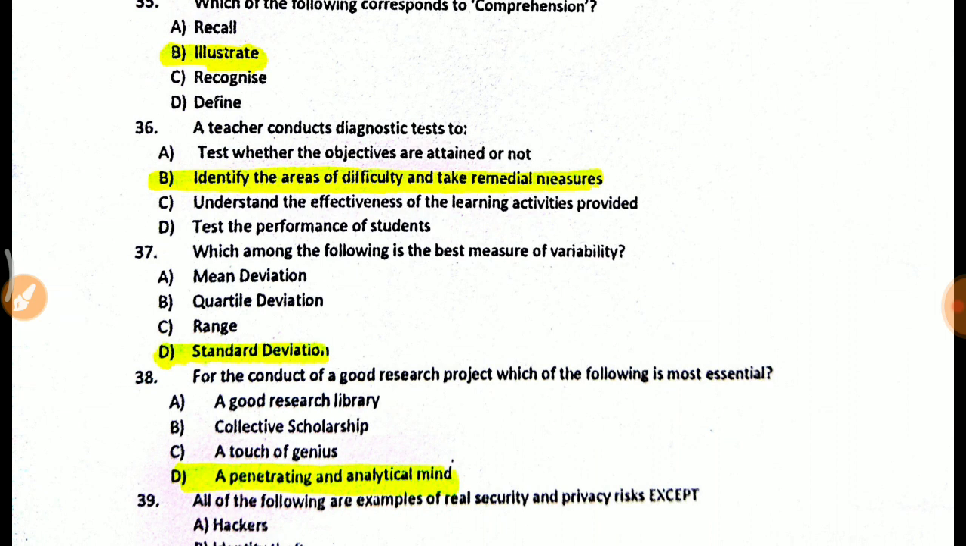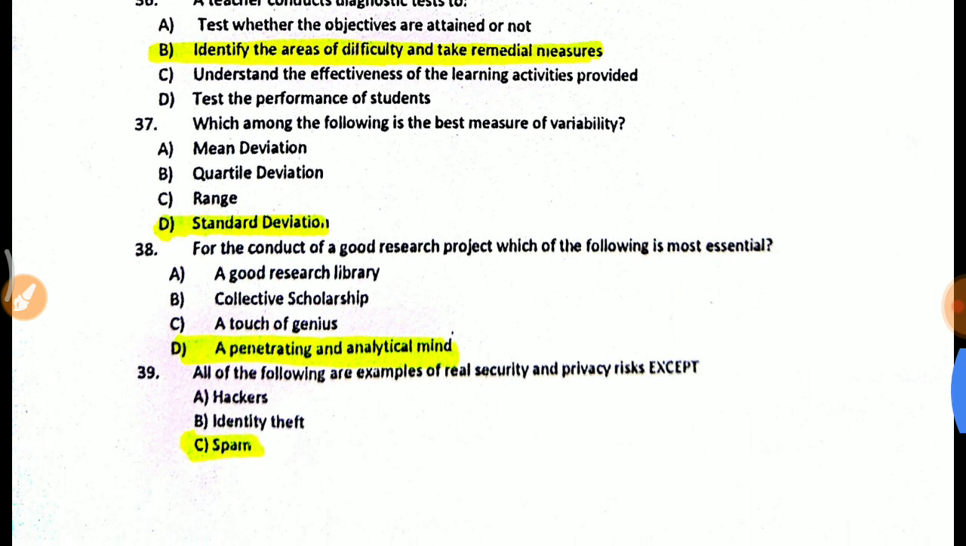For assessing the achievement, we use the achievement test. Okay, that you know. Next question: Which among the following is the best measure of variability from the given? The SD. The standard deviation is the best measure of variability. Mean deviation, quarter deviation, range, all are measures of variability. From these given, the standard deviation is the best.